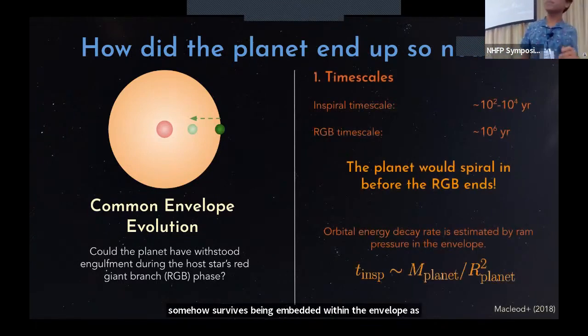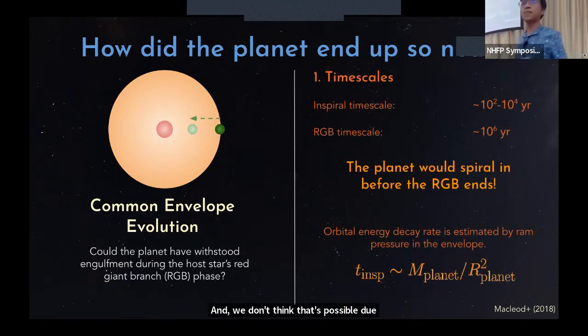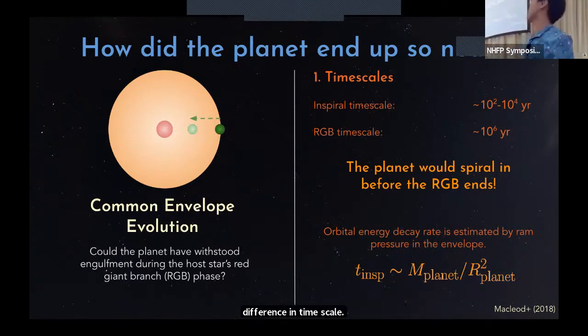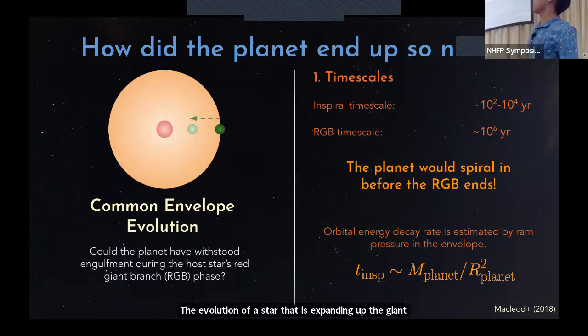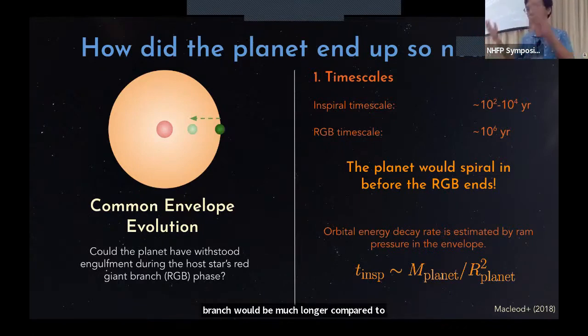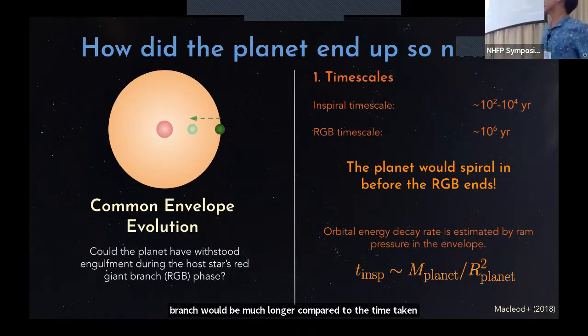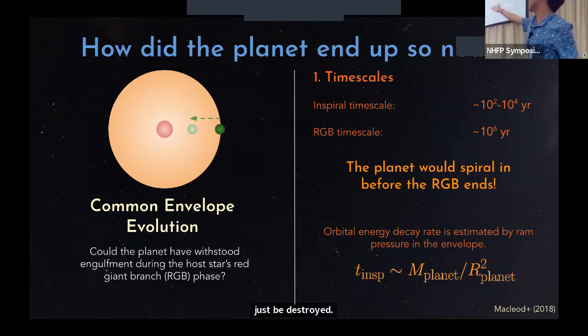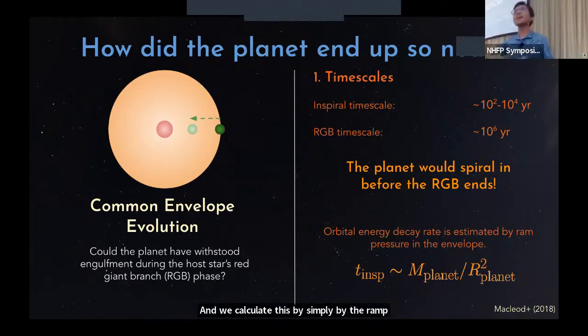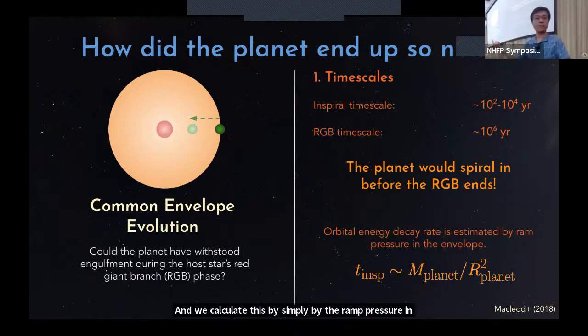And we don't think that's possible due to a massive difference in timescale. The evolution of a star that is expanding up the giant branch would be much longer compared to the time taken for an embedded planet to in-spiral into the star and just be destroyed. And we calculate this simply by the ram pressure in the envelope. What is the time taken for ram pressure to decay the orbit of the planet into the star itself?